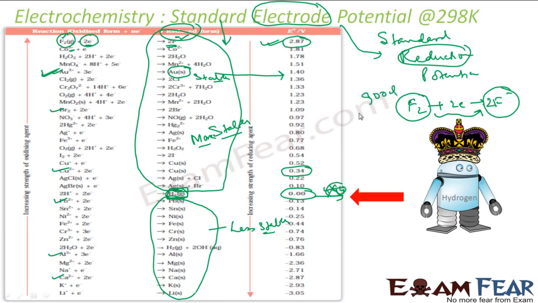They are good oxidizing agents because since they are getting reduced, they'll oxidize something else. So they are very, very strong oxidizing agents. The reverse is true for this. There will be very weak oxidizing agent or very weak reducing agent, yeah.